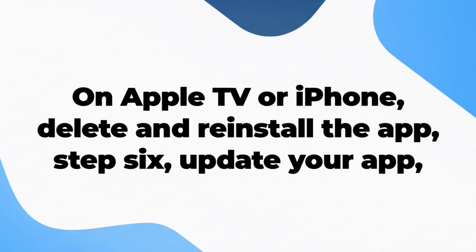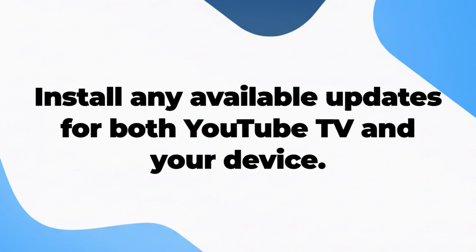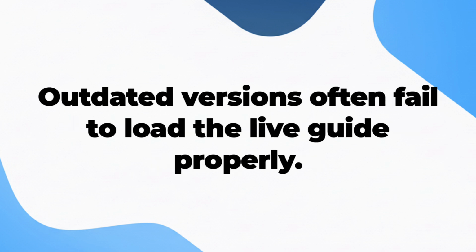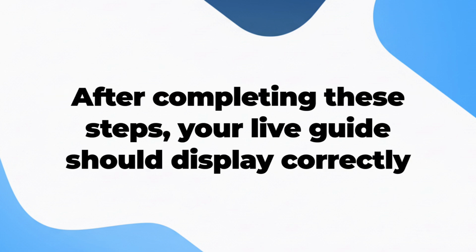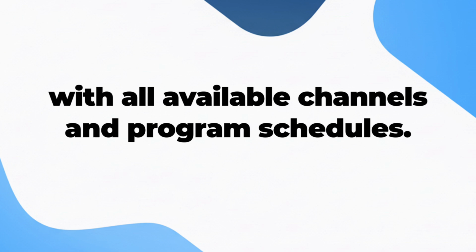Step 6. Update your app and device software. Install any available updates for both YouTube TV and your device. Outdated versions often fail to load the Live Guide properly. After completing these steps, your Live Guide should display correctly with all available channels and program schedules.